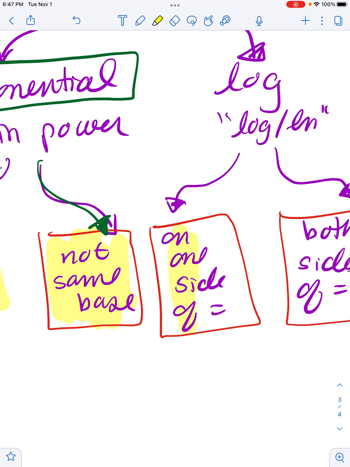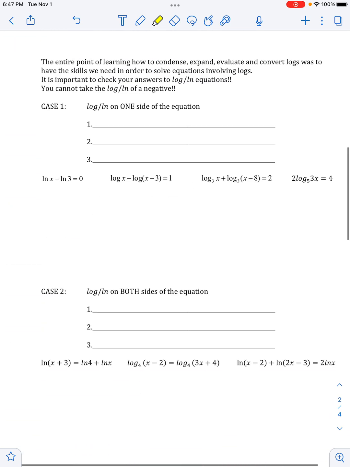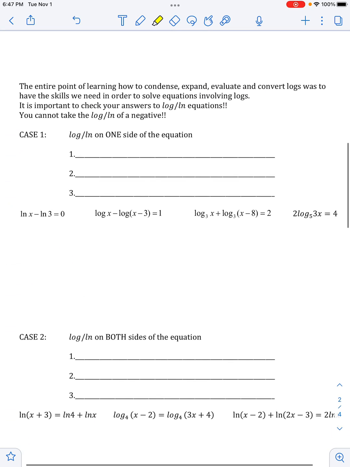We're going to talk about these. And actually, these two end up to be a little bit easier, I believe. Definitely the last one tends to be easier. So the entire point of learning how to condense, expand, evaluate, convert the logs was so that you would have the skills you need to solve log equations. We have never solved log equations.